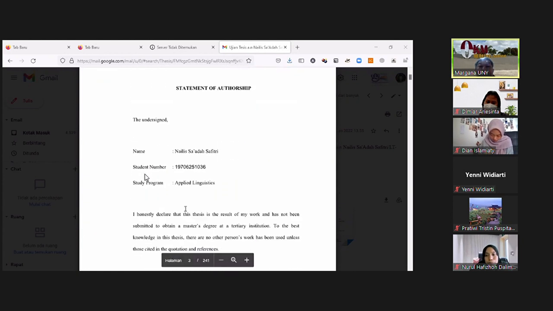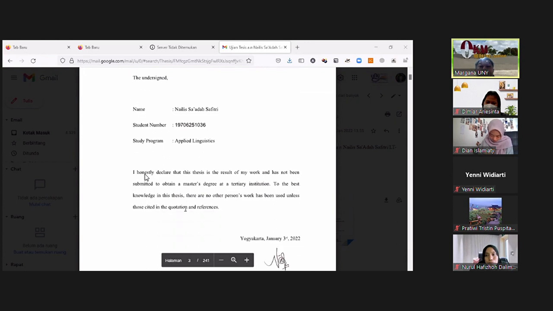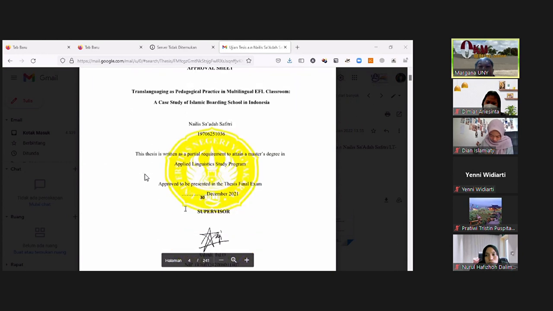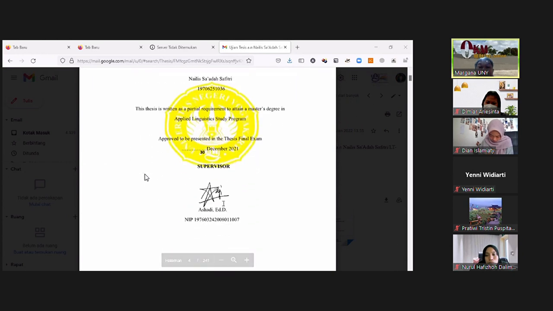Okay, and then statement of authorship. Okay, then you have an approval sheet. You only have one supervisor for your thesis to minimize the conflict across your supervisors. That is why the policy of this university only assigns one supervisor to accompany you in completing your study with the use of a thesis writing.